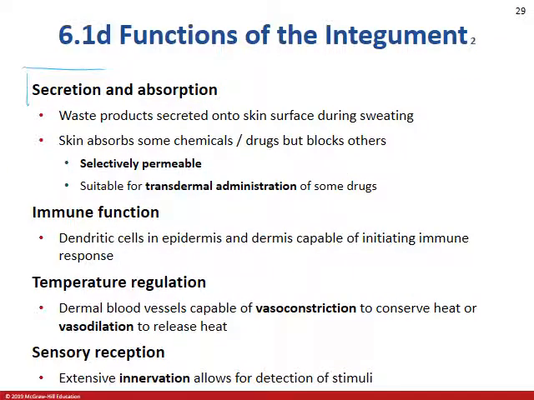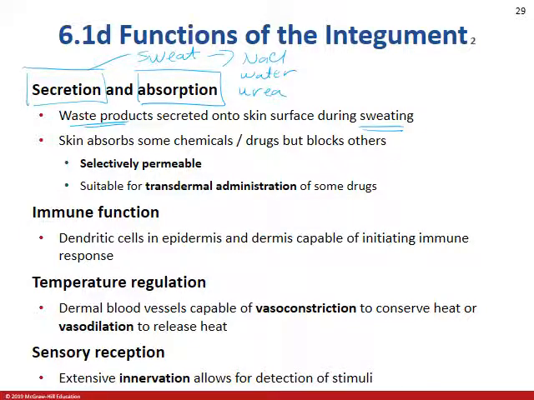Continuing with the functions, we know that the skin can produce secretions, and it can also absorb certain items. So in the secretion, we know we have sweat, but there are some waste products in our sweat. So there is some salt along with the water. And then we can also have urea, which is a chemical byproduct from the breakdown of proteins or amino acids. The skin can absorb certain chemicals. I'm sure we've heard of transdermal patches, right? So certain chemicals can be absorbed through the skin, but other chemicals cannot be absorbed.